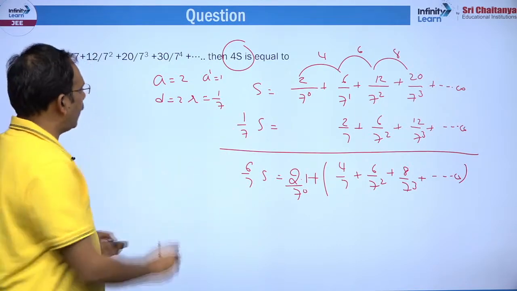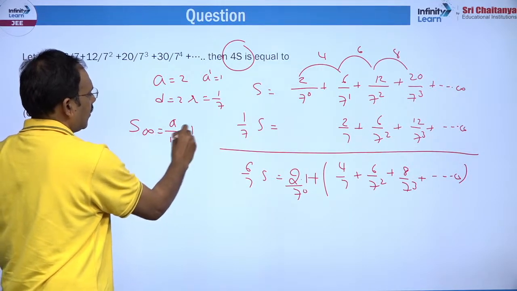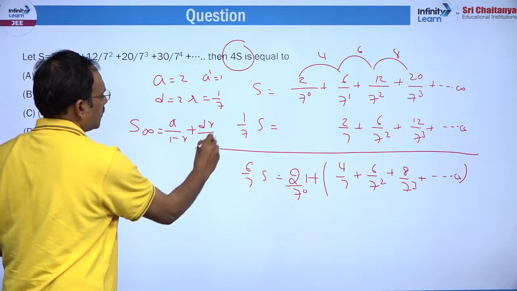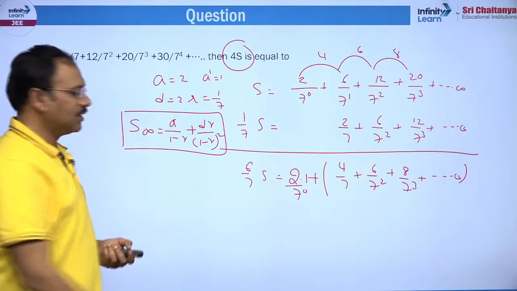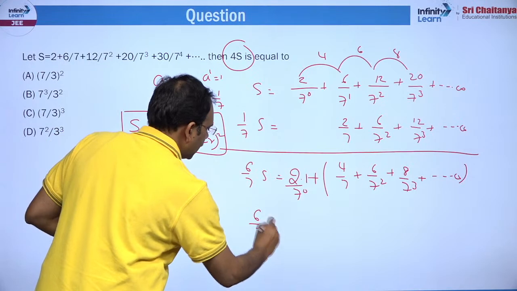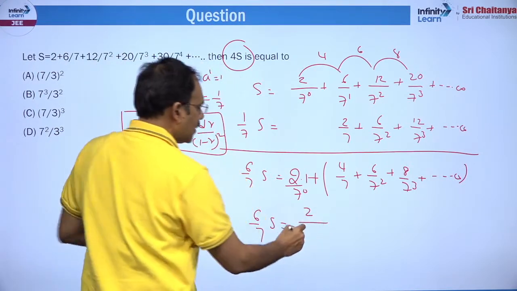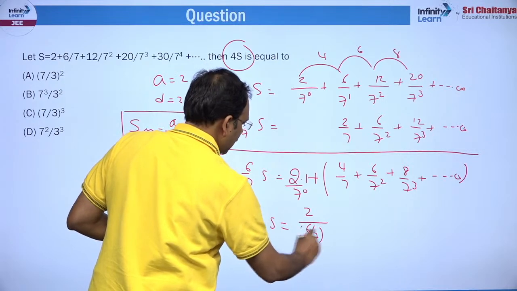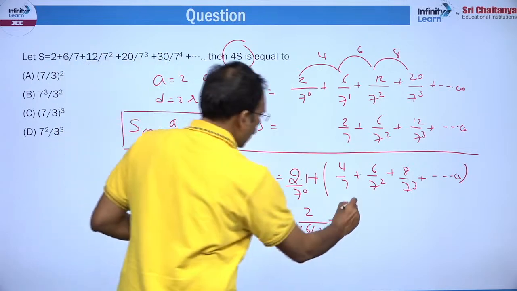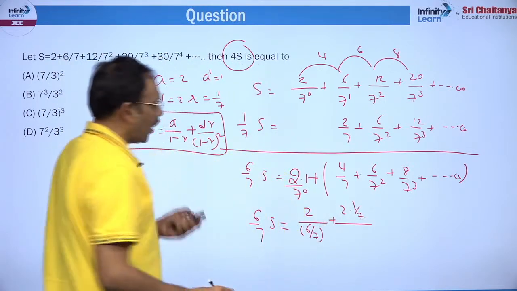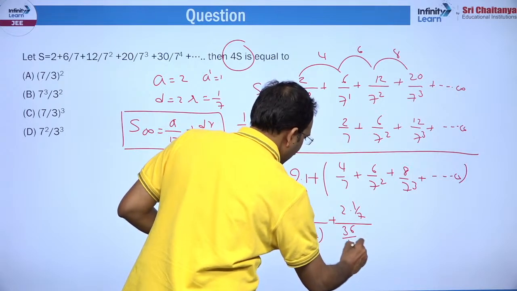So the sum of infinite terms, S infinity, you can say a by 1 minus r plus dr by 1 minus r whole square is the formula, which you must remember, my dear friends, which gives 6 by 7 into S is, a stands for 2 by 1 minus 1 by 7, which is 6 by 7, plus dr, d is 2, r is 1 by 7, by 1 minus r whole square, which is 36 by 49.